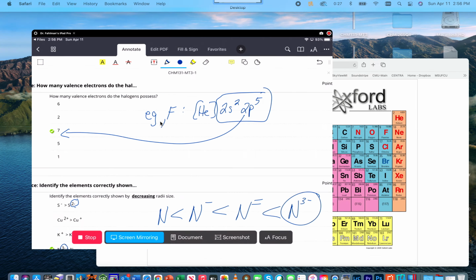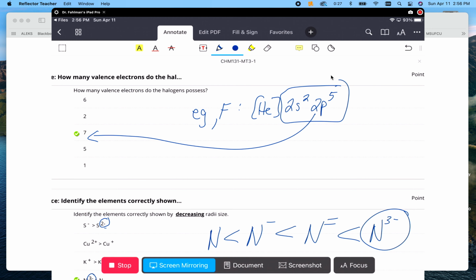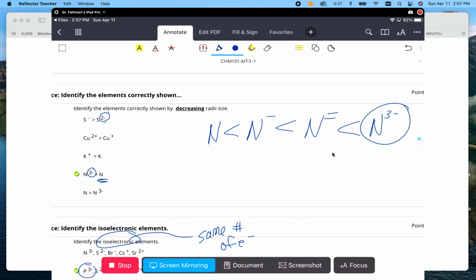And so this is the electronic configuration for fluorine. So you have 7 valence electrons, the 2s and the 2p are the valence. This is the one I was talking about, but I didn't show the screen. So the more negative charge a species is, the larger it's going to be. So this would be larger than that, would be larger than that, and larger than that. So this is the only one that makes sense. And likewise, cations are always going to be smaller than the neutral species.